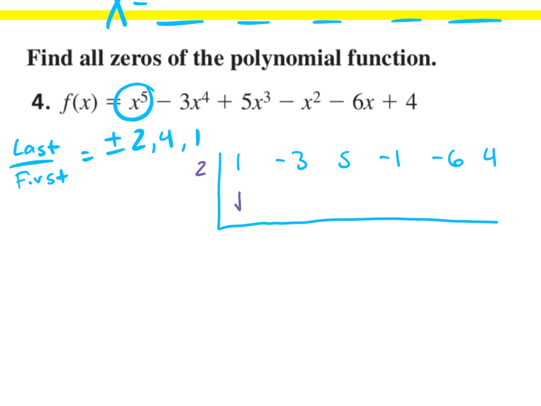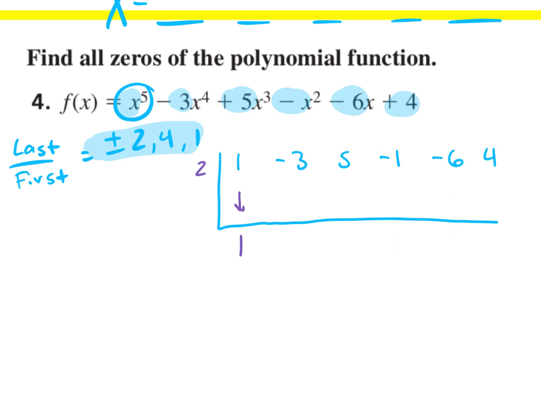Let's try 2. Right, so the numbers that go inside the box are the coefficients here. And the numbers that are possibly going to go outside are these. So you only want to pick these numbers because nothing else is going to work. So drop down the 1, multiply, add, multiply, add, multiply, add, multiply. We get 10. Add, this would be 4, multiply, 8. Does 2 work? Nope. What else do you want to try?